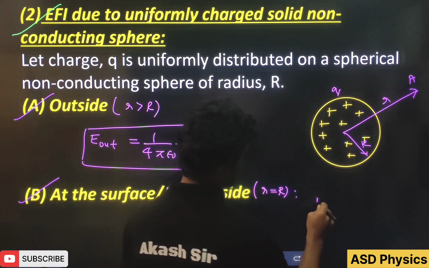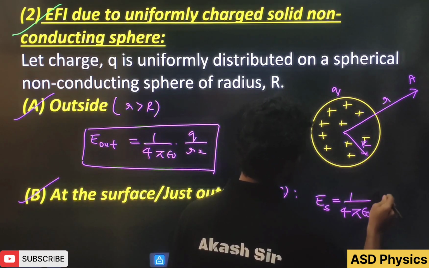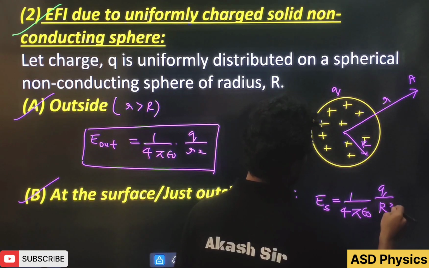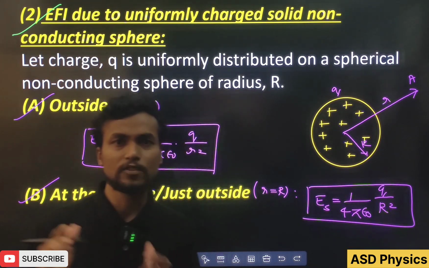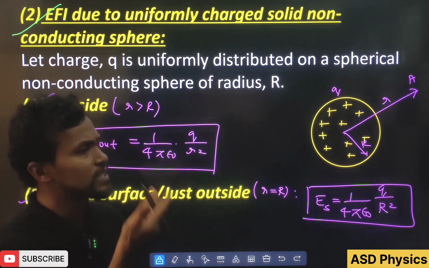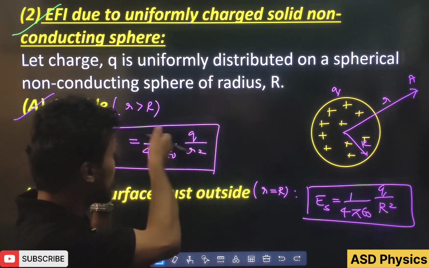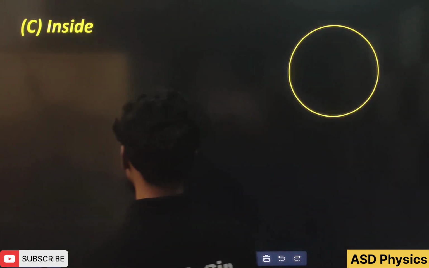So in this situation, what will happen here? At the surface, here also the same story: 1 by 4 pi epsilon naught Q by R square. So what we can see, for both the conducting and non-conducting sphere, on the surface and outside, the electric field value is the same. Next, students, we are going to calculate the field inside.